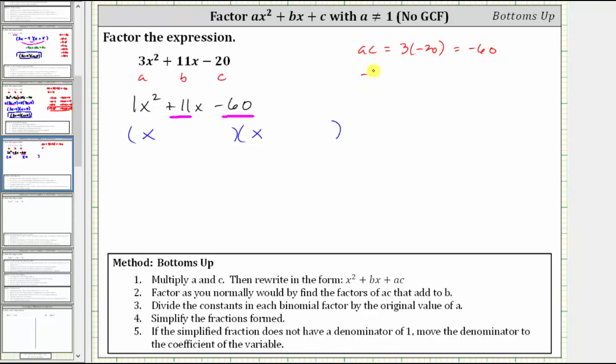Let's focus on the factors of negative 15 and positive 4, as well as the factors of negative 4 and positive 15. Again, we're looking for the factors of negative 60 that add to positive 11. Well, negative 15 plus 4 is negative 11, not positive 11, but negative 4 plus 15 is positive 11. The factors we need to factor this trinomial are negative 4 and positive 15, which means one binomial factor is x minus 4, and the other is x plus 15. Now this is the correct factorization of this trinomial, not the original trinomial.